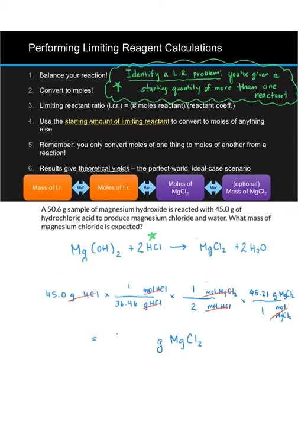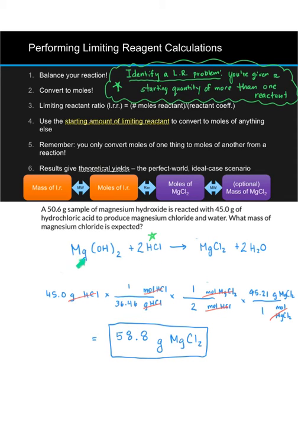The result should be 58.8 grams worth of magnesium chloride produced as a predicted amount or theoretical yield in this reaction. The sticking point here is that unless we're careful, we could have overlooked that hydrochloric acid was our limiting reactant.